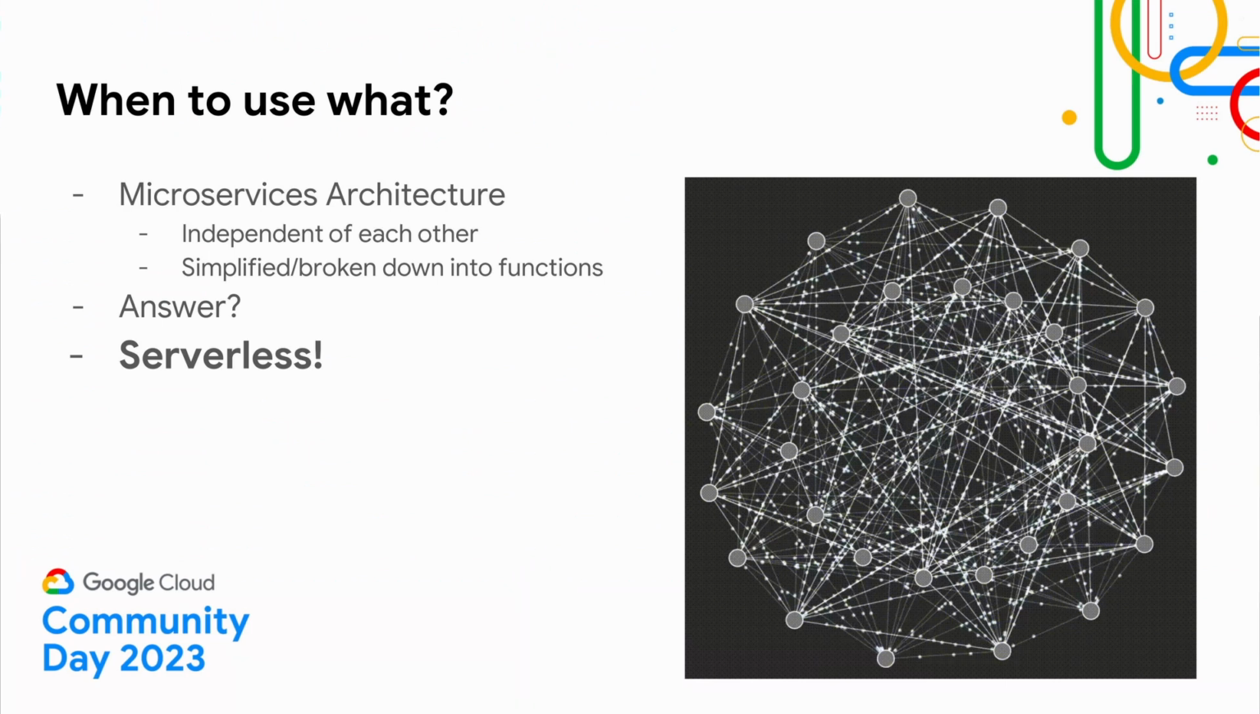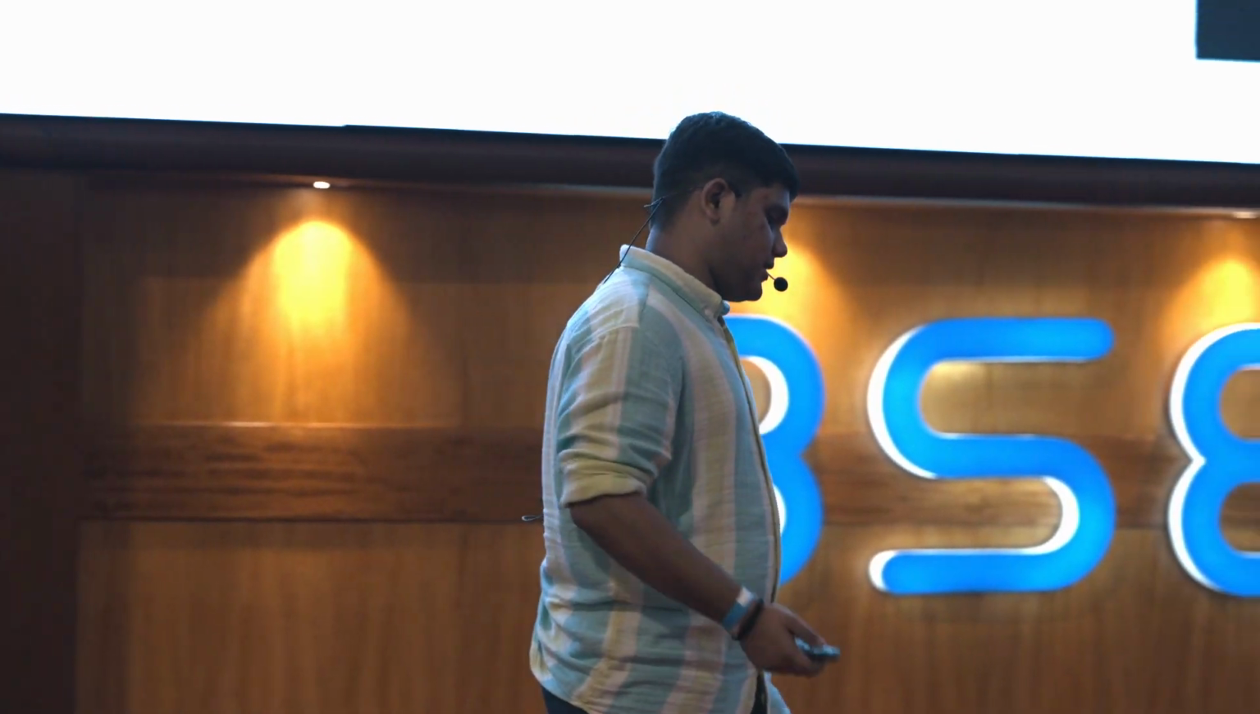Finally, that's a microservice architecture diagram. The services are independent of each other. They are broken down into functions. And that's pretty much a giveaway. What do you think we should use in this case? Serverless, absolutely.